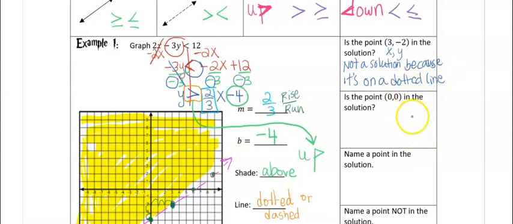Okay. They ask us, is the point 0, 0 in the solution? That's our x and our y. 0, 0 is our origin, right? So let's find that. Oh, it's in the shaded area, right? So if we remember from our notes, it is a solution because it's in the shaded area.